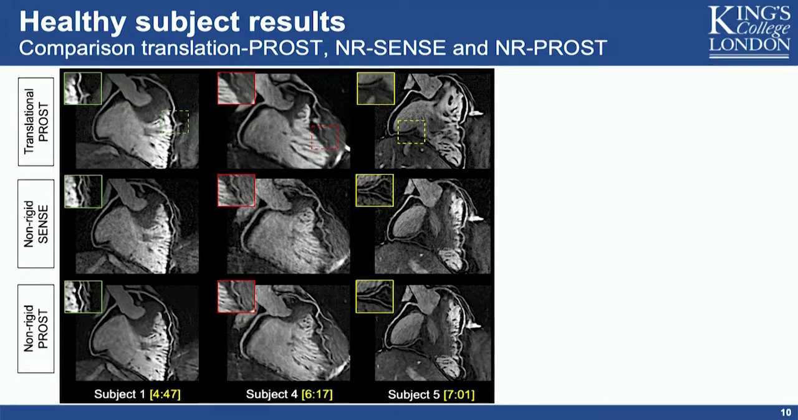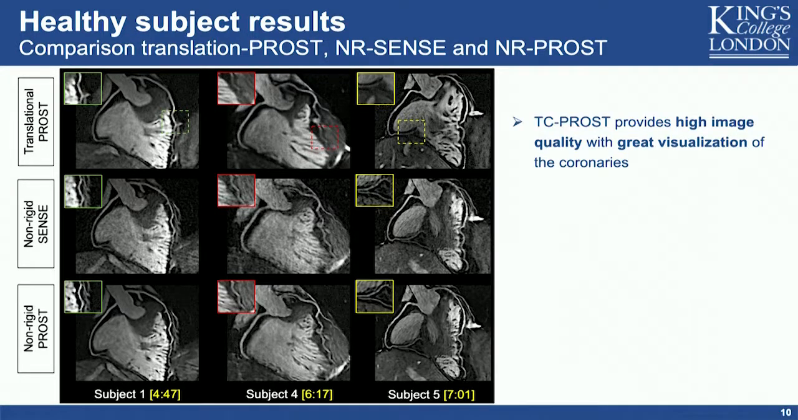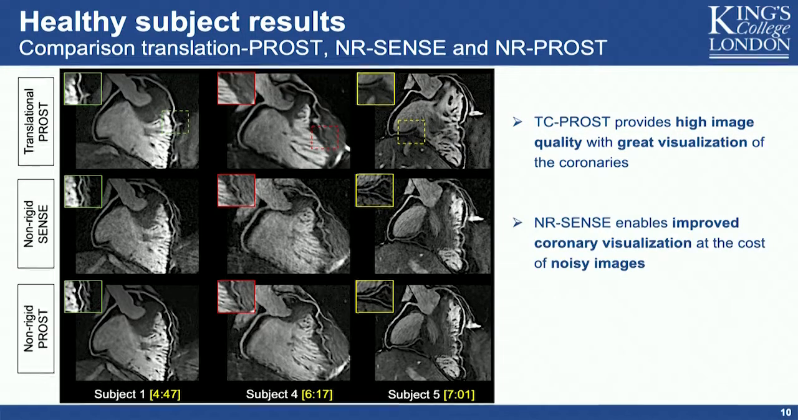Now comparing with more conventional reconstruction technique, on the top we have translation motion correction only, where we see that yes, we can get high image quality and with great visualization of the coronary arteries. However, now, if we deal with proper non-rigid motions, we see that we have a better visualization, particularly of the distal segments of the coronary arteries. However, here at the cost of noisy images.